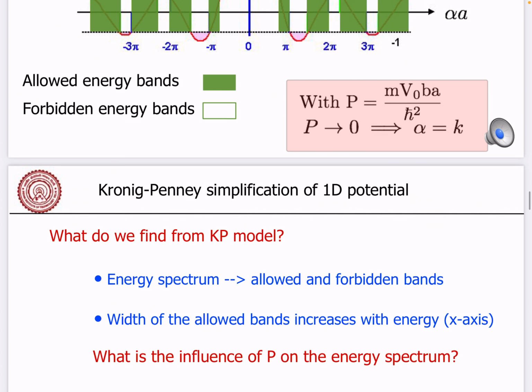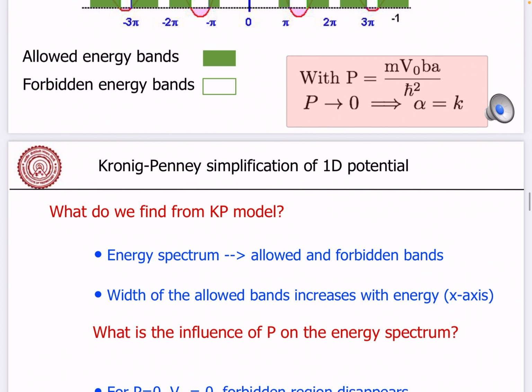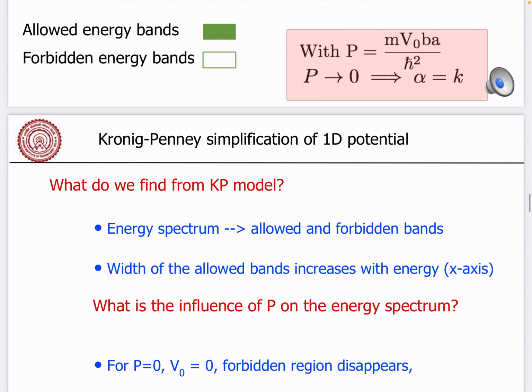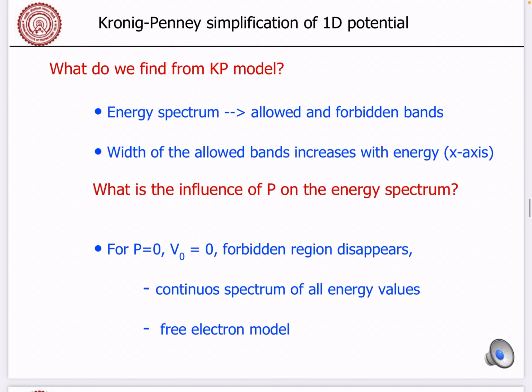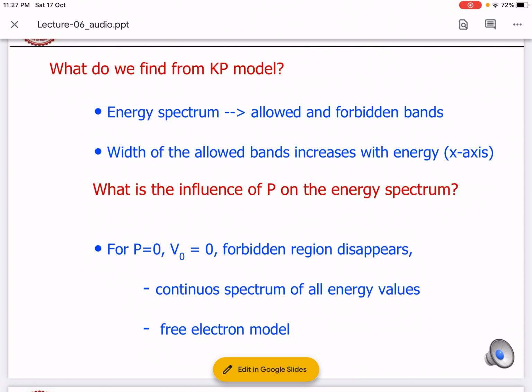Now let us consider what is the effect of P on the energy spectrum. What is P? If you remember, P we have defined as m v0 b a by h square, and that is the measure of the strength of the binding energy. Now, what happens if P is 0? As I mentioned in the last slide, if P is 0, that means b not equal to 0, so the energy becomes continuous and it is kind of a free electron case.